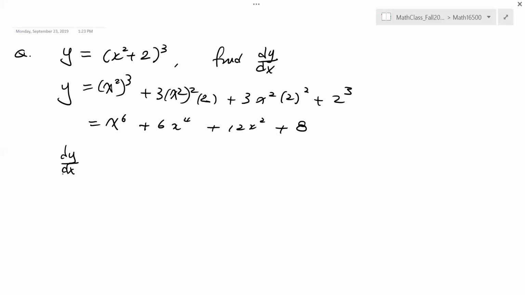This is a notation: dy/dx is the derivative of y with respect to x. The quantity y depends on x by this formula. So what you have to do is just differentiate each term. You know how to get that, right? 6 times 4, x cubed, and 12 times 2, x, and plus 0. Right? Then you simplify a little bit, and you solve the problem.